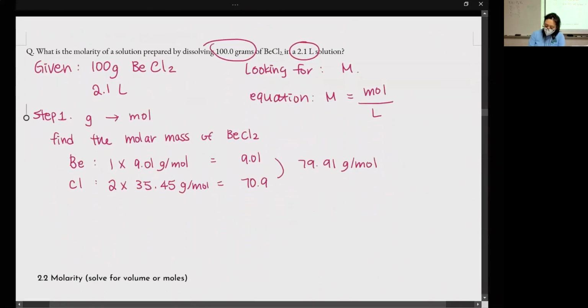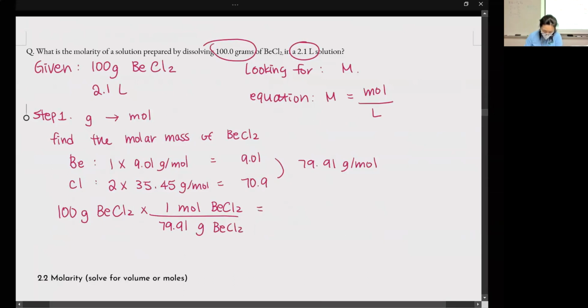Then we change the grams to mole by dividing the given 100 grams by the molar mass. Which will be 1.25 mole of BeCl2.